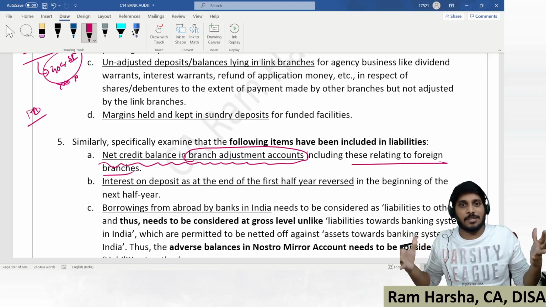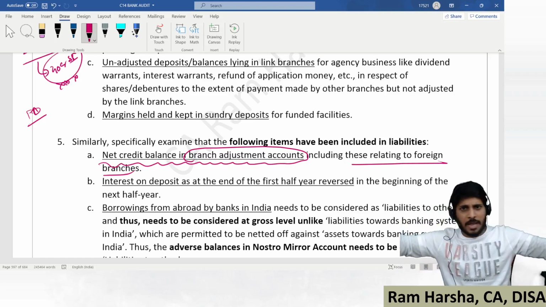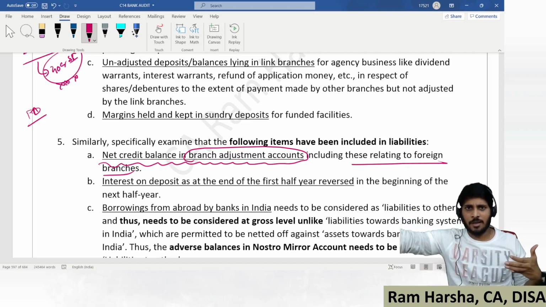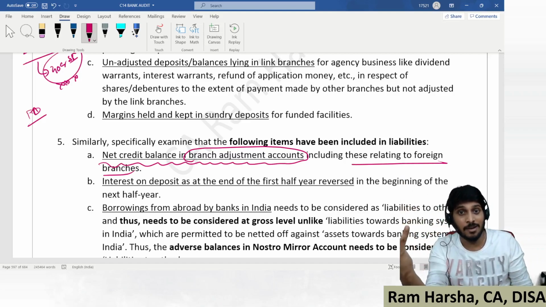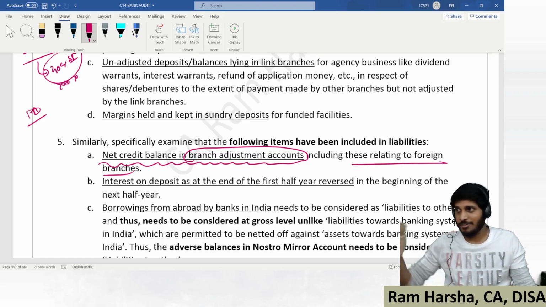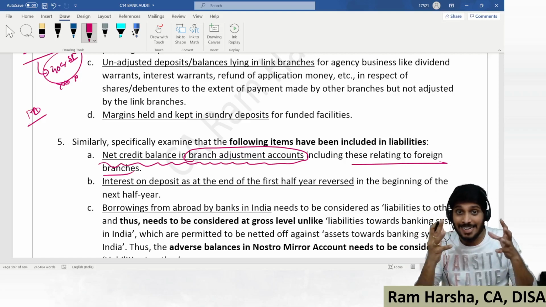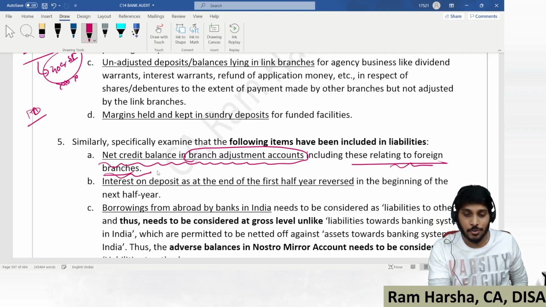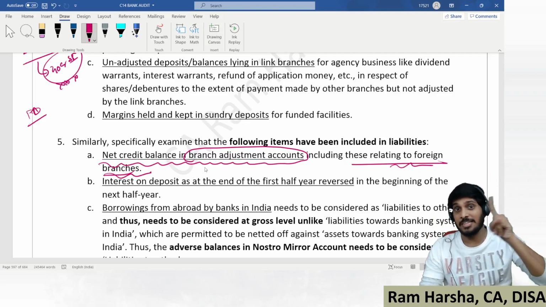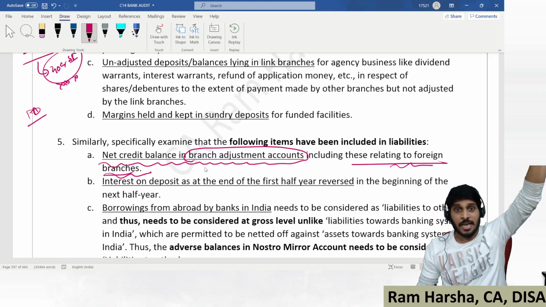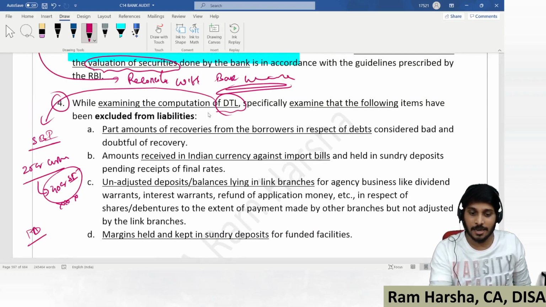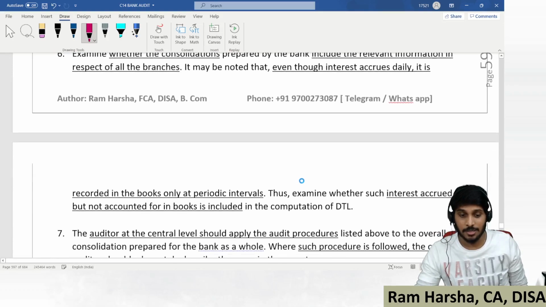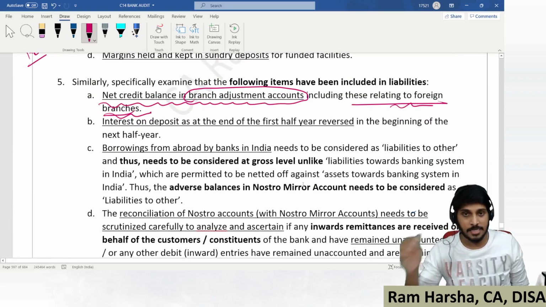From so many branches I need to receive, and to so many branches I need to pay. Total receipts minus total payments, I may get either net receivable or net payable. If it is net payable, it's a demand liability, which I have to pay to other branches. So it's a net liability. This net liability within the branches shall be included in the DTL computation by the branch. That DTL computation they will forward to the head office, and the head office will consolidate. This DTL computation is done branch-wise, so they include the net credit balance in branch adjustment account.